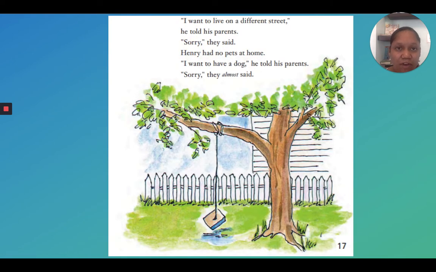Henry had no friends on his street. I want to live on a different street, he told his parents. Sorry, they said. Henry had no pets at home. I want to have a dog, he told his parents. Sorry, they almost said. Now, can you tell me, why does Henry want a dog?